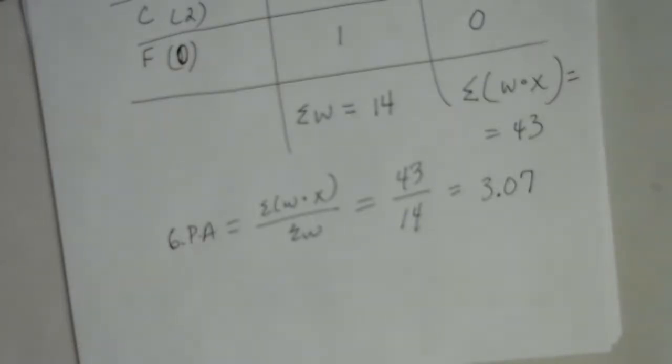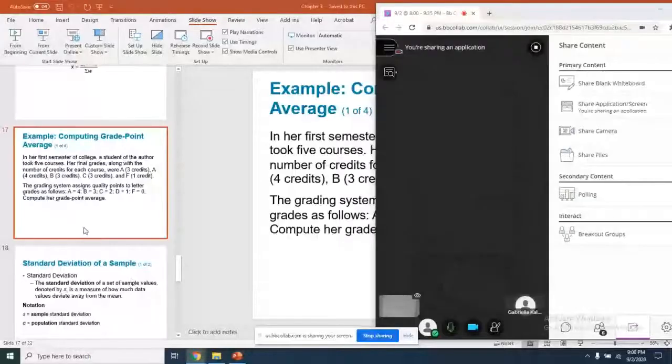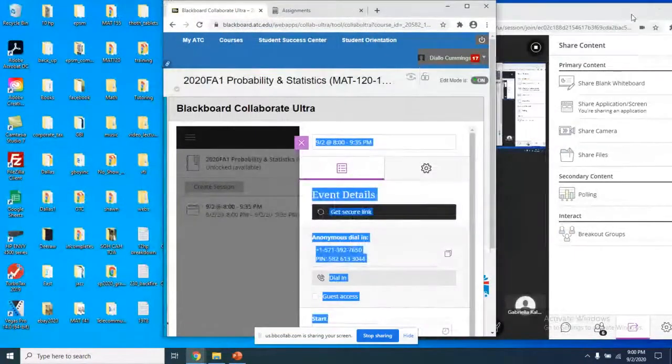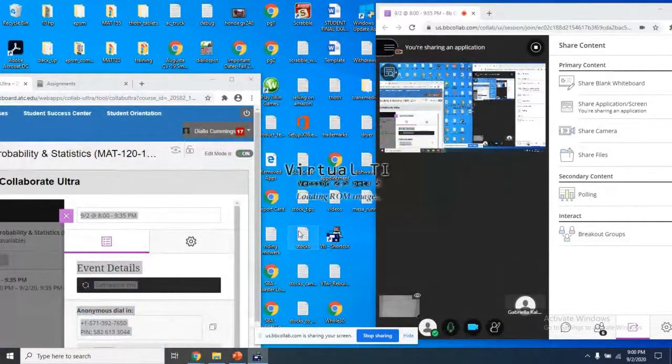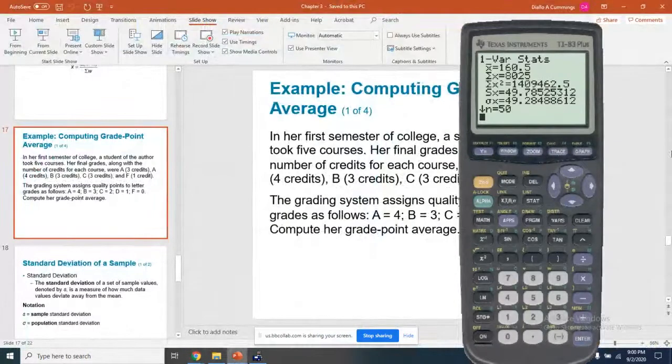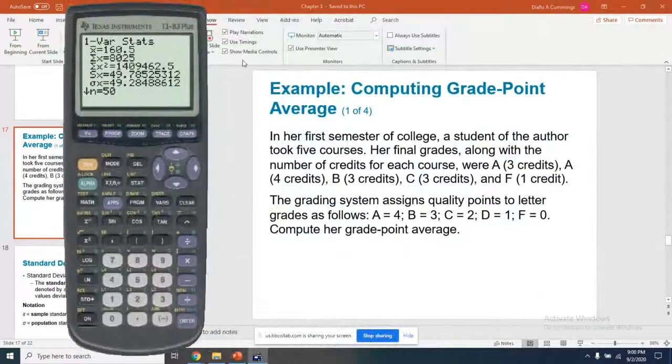Okay, we can also perform the same calculation in our calculator. Okay, so give me 1 second. I'm going to go back to our home screen. I'm going to go back to the share my screen. Okay. All right, so I have up the calculator.